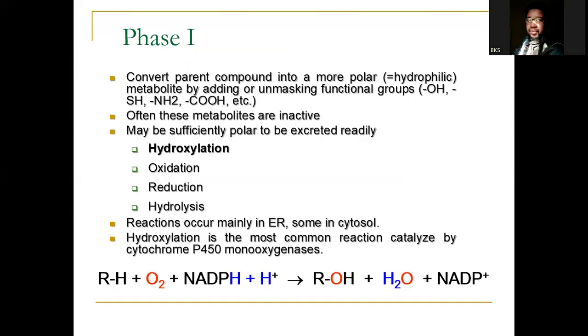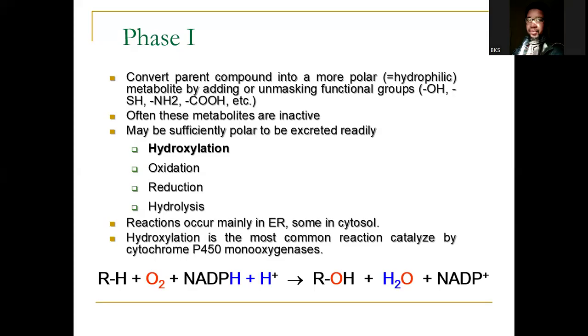You make it polar. In most cases, you react it with a substance, or you attach a substance that will make it polar. Or, sorry, let me put it this way: you attach a very polar substance, so the percentage overall of the molecule will be polar. That is a classical conjugation reaction, which is the phase 2 reaction.